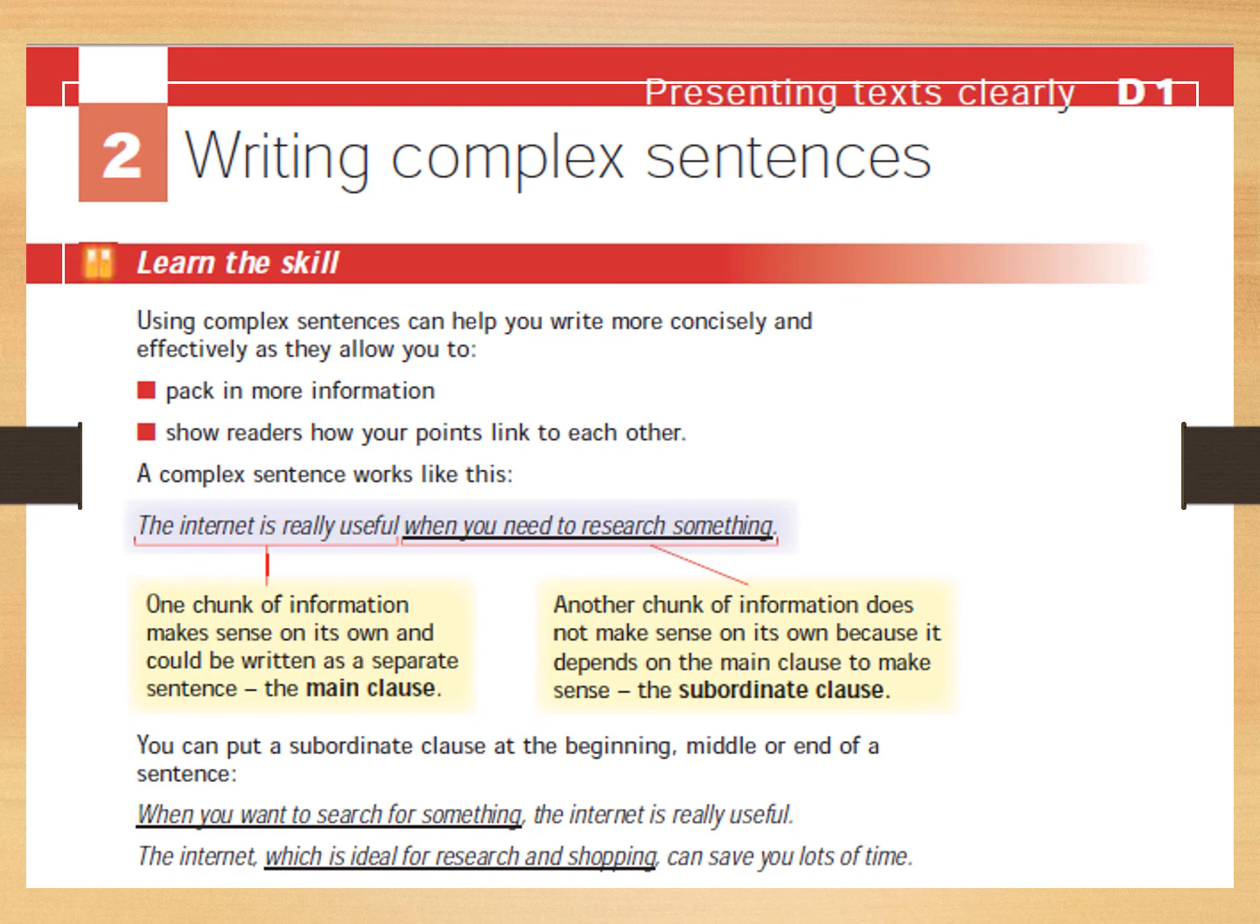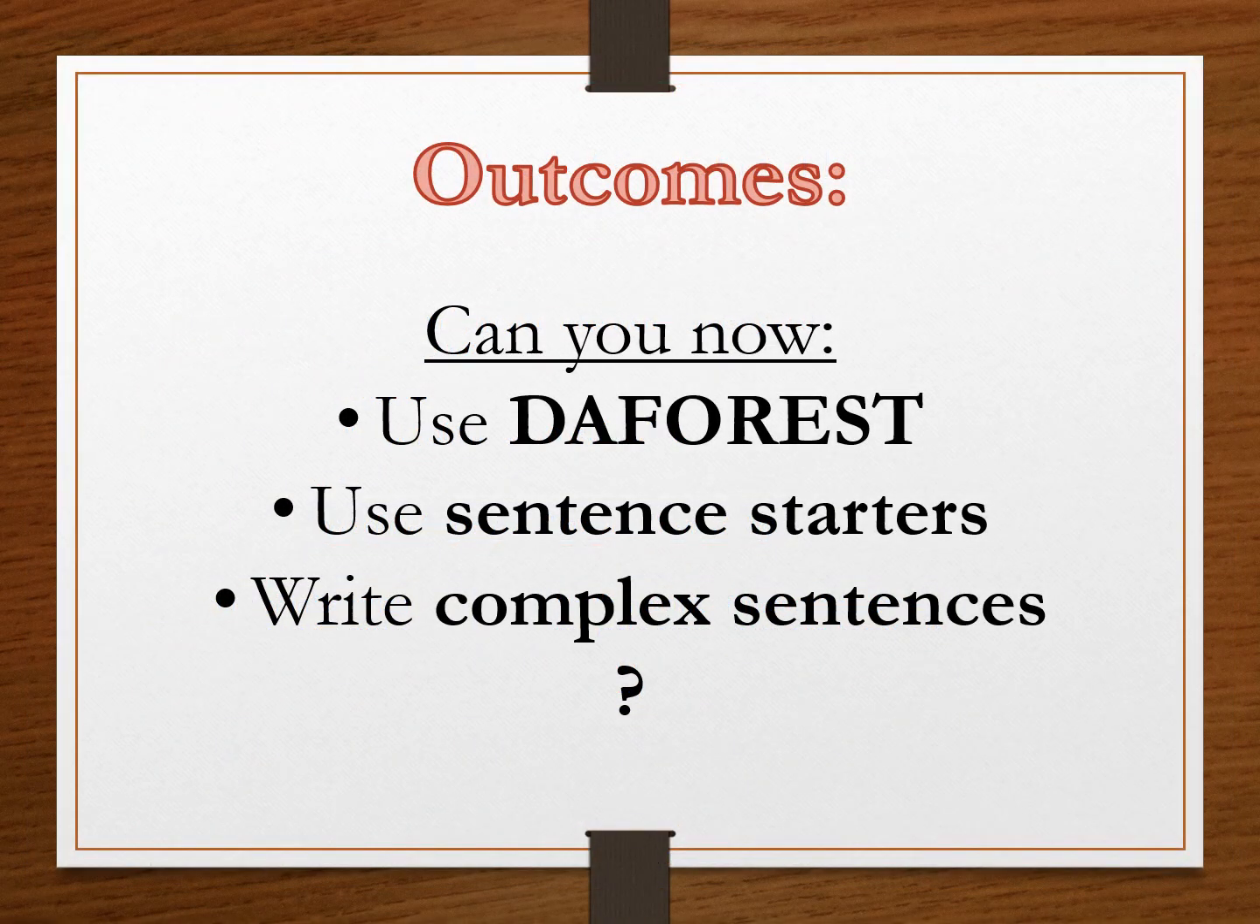So you could do it this way around. When you want to search for something, the internet is really useful. You could do that. Or you could put it in the middle. The internet, which is ideal for researching and shopping, can save you lots of time. The point is, you need to be able to write complex sentences. It shouldn't just be the internet is really useful. And that, I think, is it for today.